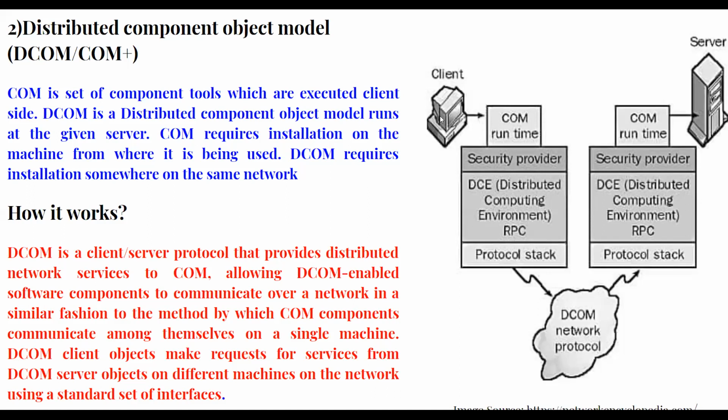The components or tools or the objects which are working on the client side are called COM, whereas the objects or components or tools which are working on the server side are called DCOM. So COM stands for component tools working at the client side, and DCOM stands for distributed component tools or objects running at the server side. Please note this.